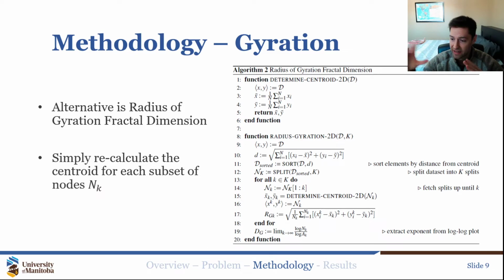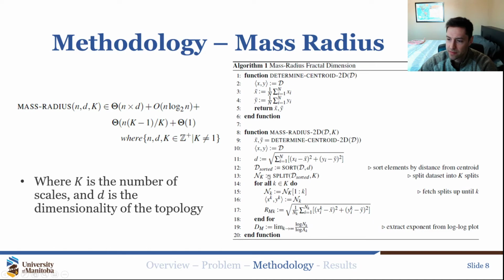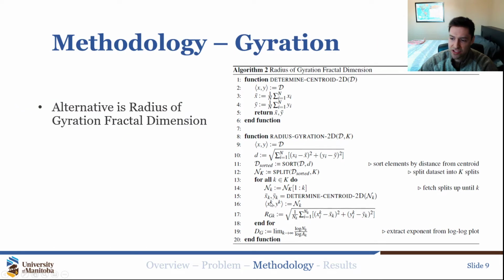So if they're spread out in any other way, the gyration fractal dimension can capture that spread much better. All you're doing, compared to the previous slide, is simply recalculating the centroid for each subset of nodes k. Determining the centroid, rather than being at the beginning here, is done within each n sub k, where you determine the centroid of the nodes under consideration, everything else being the same.